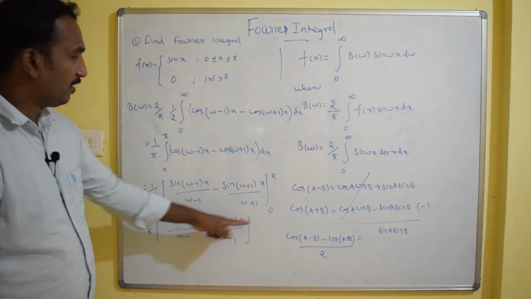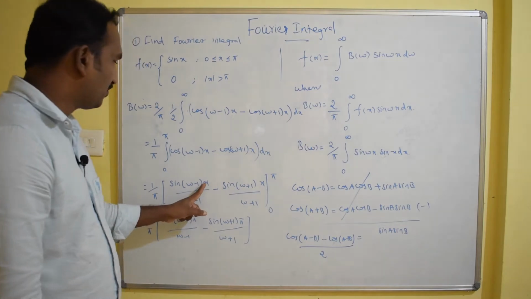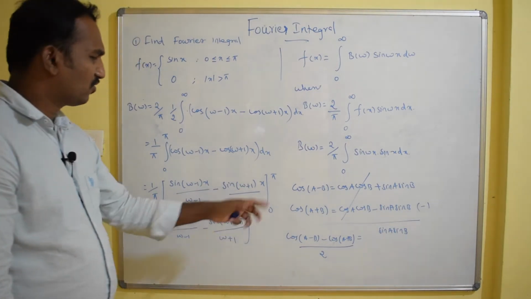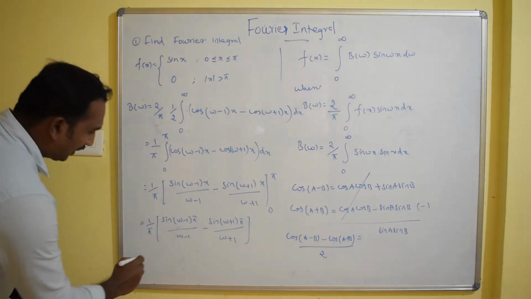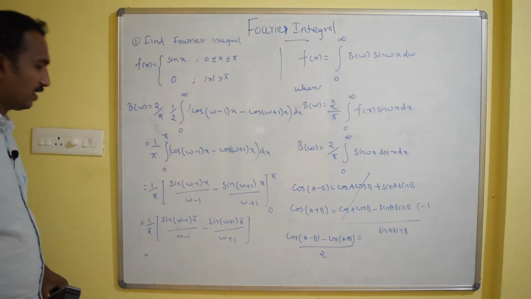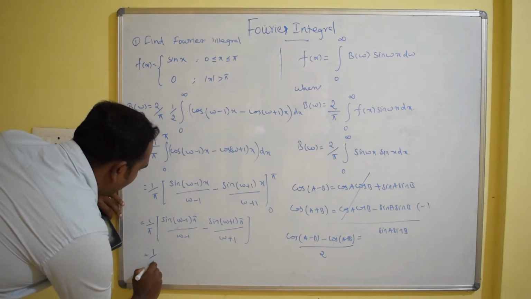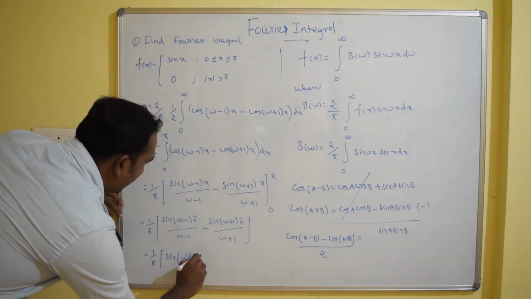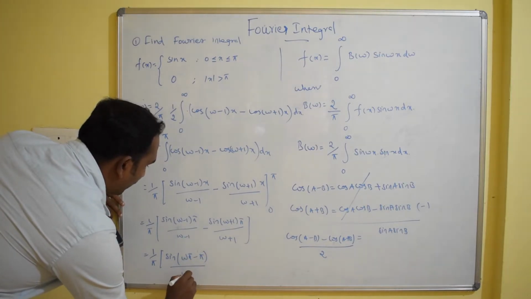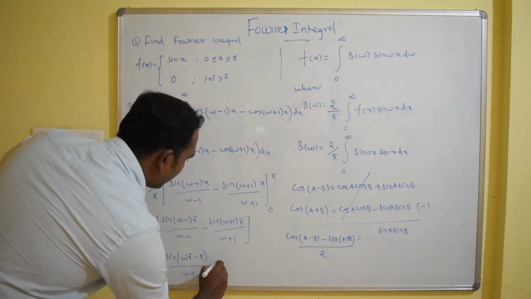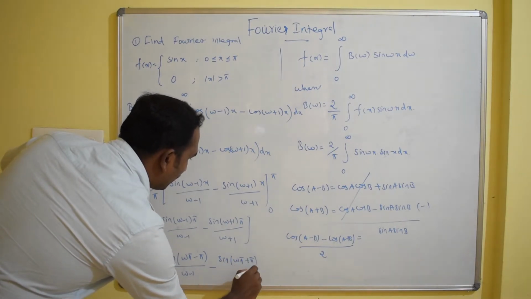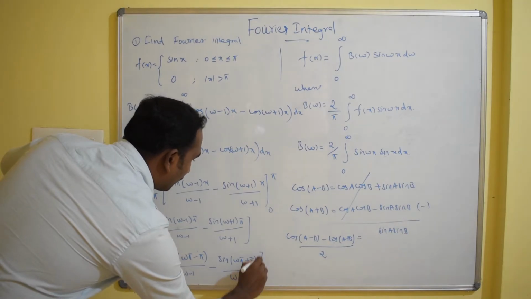And this is the upper limit. If you go for the lower limit, sin 0 will become 0, and here also you will get 0 only, so no need to substitute that. And then just operate this pi here, what you will get? 1 by pi, and sin(omega pi minus pi) divided by (omega minus 1), and similarly here sin(omega pi plus pi) divided by (omega plus 1).